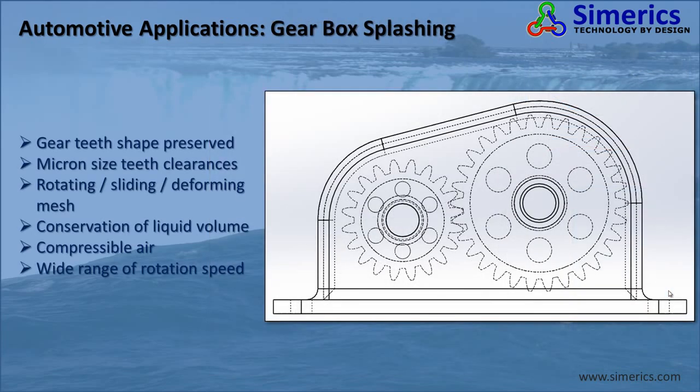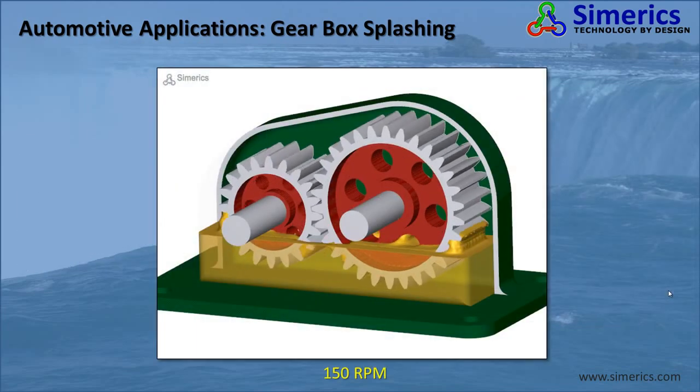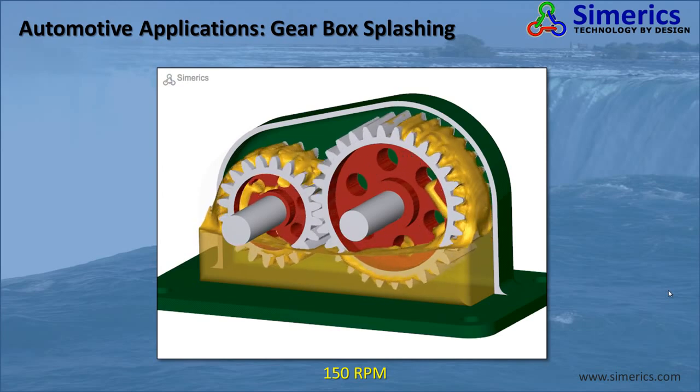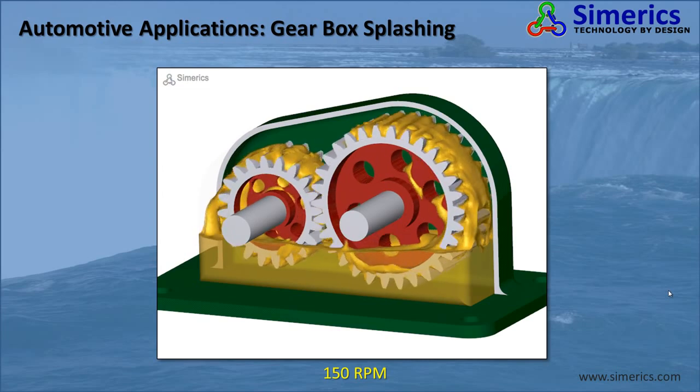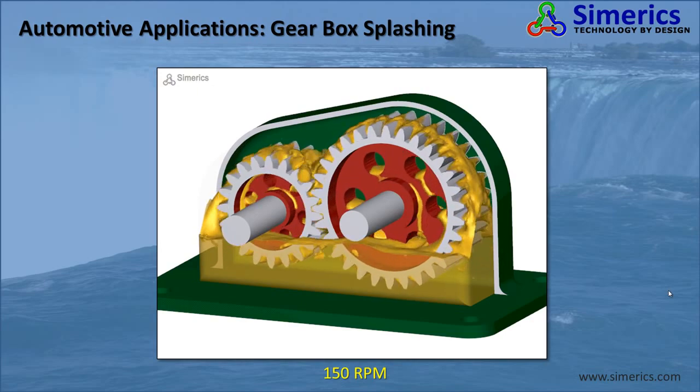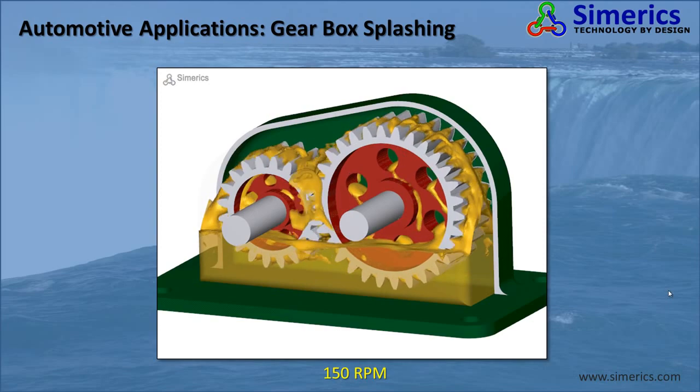Here is an automotive application, gearbox splashing. The gear teeth shape is preserved, micro-sized clearances are modeled. We use rotating, sliding, and deforming meshes, and again, liquid volume is conserved, and the air is compressible. At 150 RPM, we see that the liquid, which is oil, is scooped up by the gear teeth rather gently as gravity dominates the system.